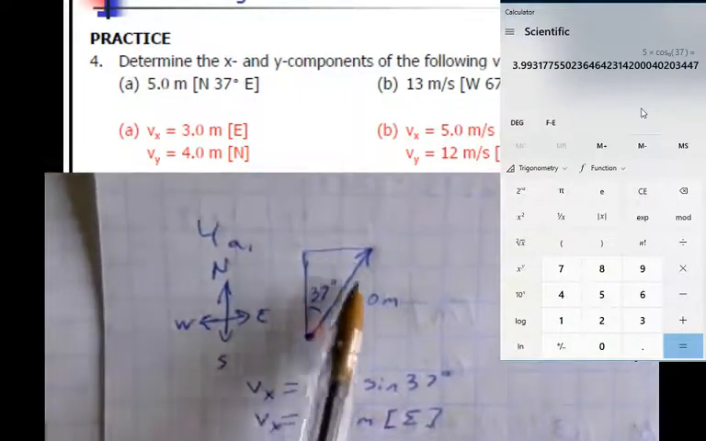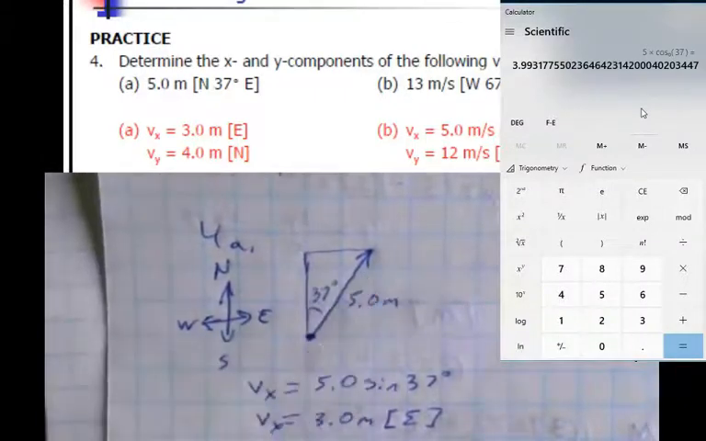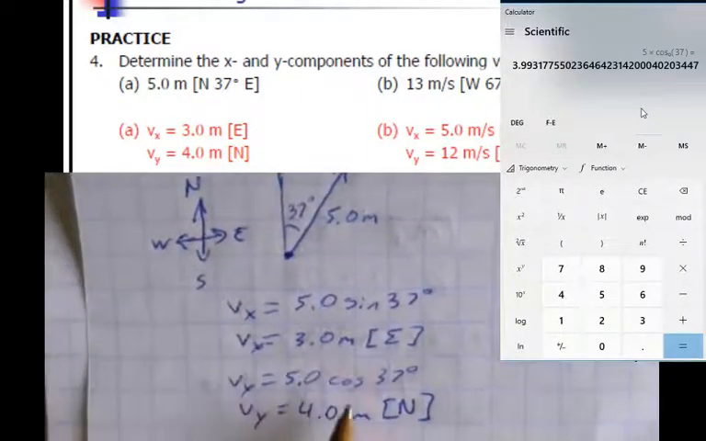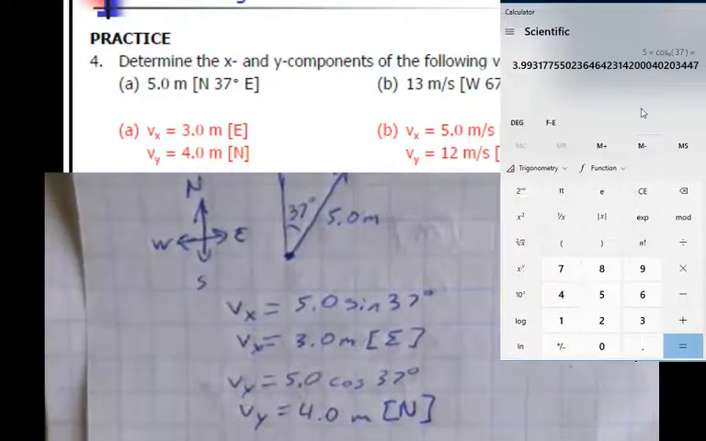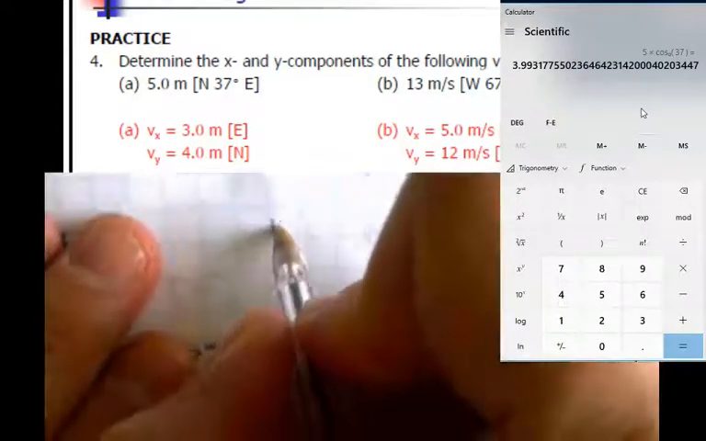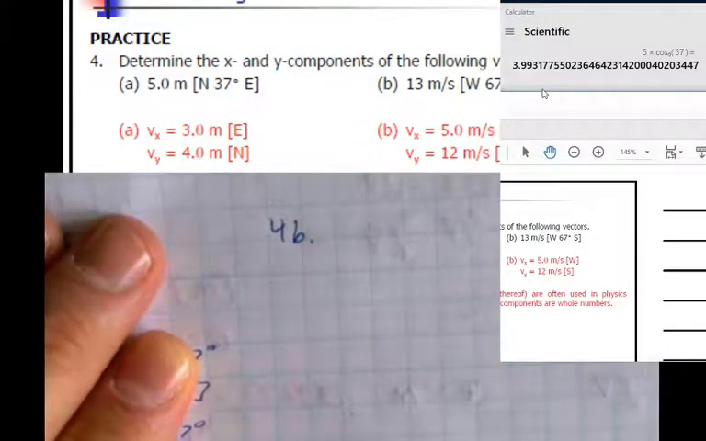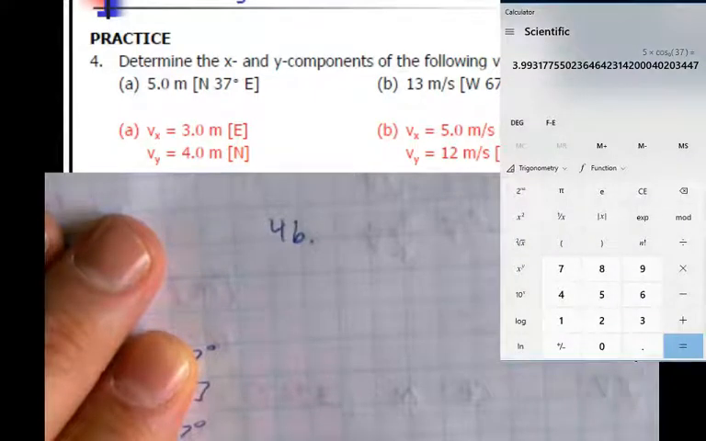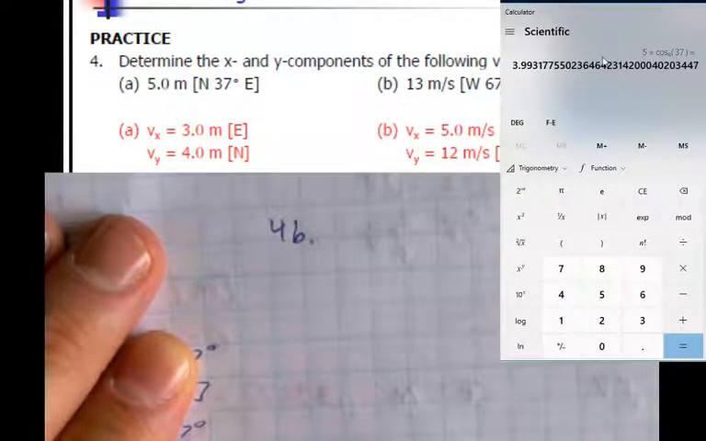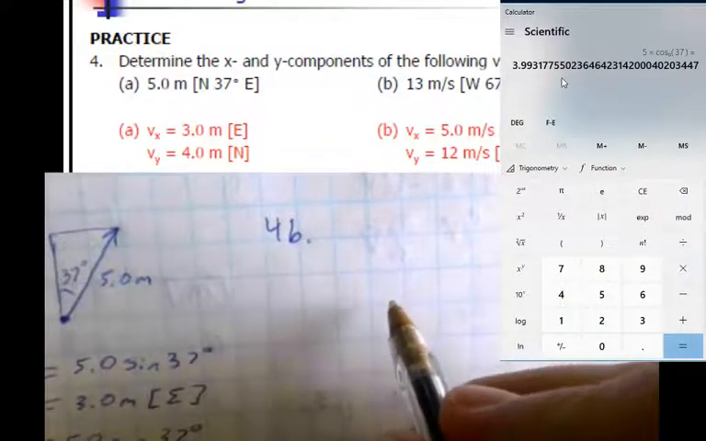So that's how I would break up this vector, this 5 meters north, 37 degrees east, into components. It is made up of a Vx and a Vy. The Vx is 3.0 meters east. The Vy is 4.0 meters north. So these are important, so we'll do another one. Let's look at 4b. For 4b, it says 13 meters per second, and that would be a velocity vector. So it is directed west 67 degrees south.